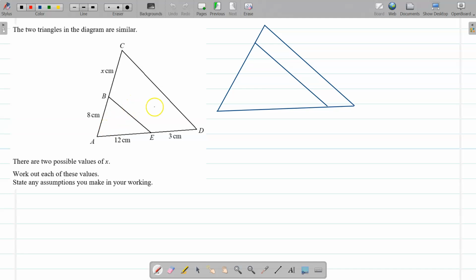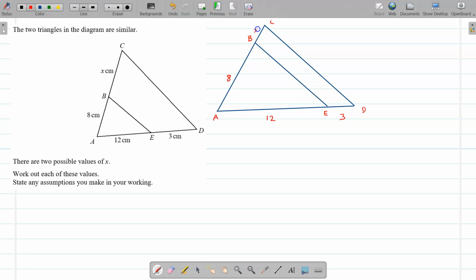Now I've just redrawn it first of all roughly to scale, because here if that's 12, clearly that isn't 3. So I've made it look a bit more as if it were to scale by putting the 12 there and the 3 there. This is the A and this is the D, and there's the point E. Also I have here the point C at the top. Here's the point B, and there's the 8, and the x is up here.